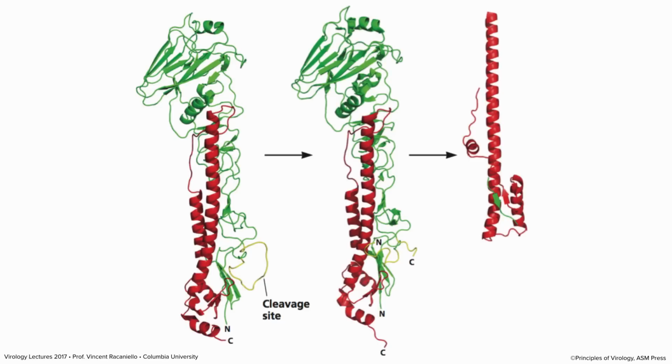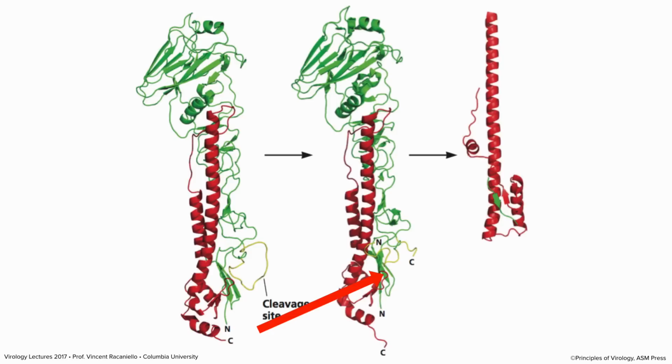And on the right is the structure of the low pH form of the HA. Now the globular head is gone here. That didn't resolve in the crystallographic structures, but what you can see is that this portion of the molecule in green, which is relatively unstructured, consists of a few beta strands and loops.